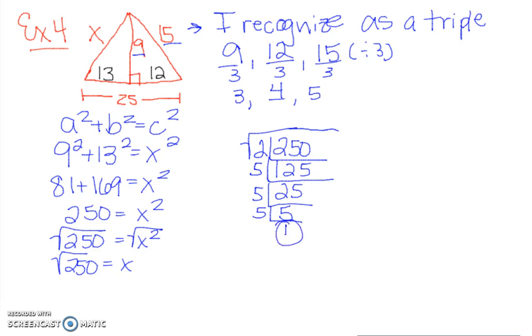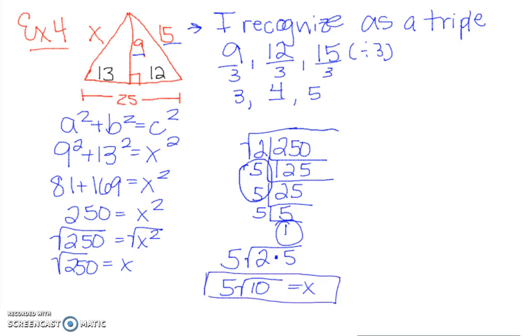Now I want to circle all of my pairs of numbers. Remember, it takes 2 to make a whole. So I have a pair of 5s. 5 is going to get to come outside of the radical. 2 doesn't have a partner, so it has to stay inside. 5 doesn't have a partner, it has to stay inside, and I multiply them back together. So I get 5 square root of 10 is my simplified answer.